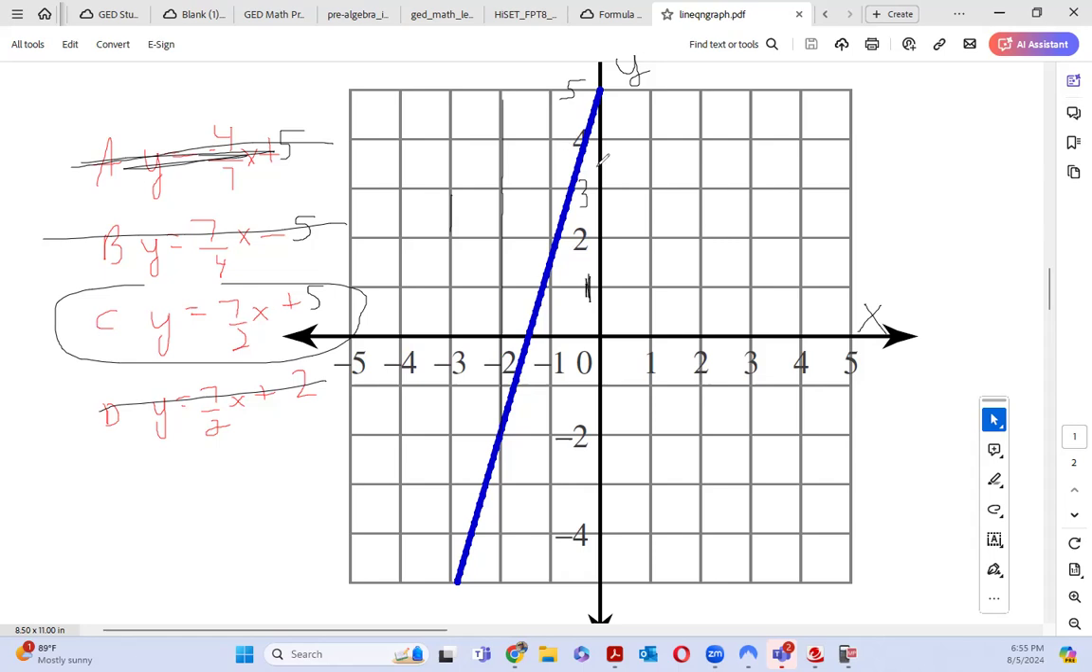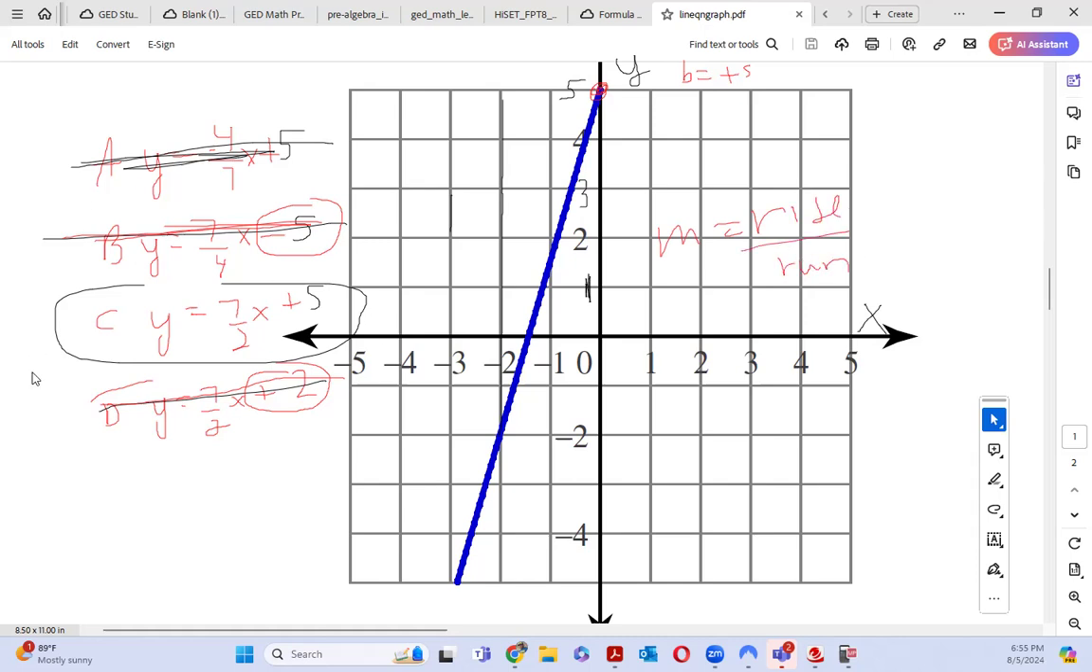Okay. When I notice that my y-intercept is +5, where it crosses the y-axis, I know it can't be B because my y-intercept here is -5. I know it can't be D because my y-intercept is +2. So I know it can't be D. I know it can't be B. The only option I have left is y equals 7/2 x. Well, let's try it. Let's make sure. Let's check our work. Our slope is rise over run.